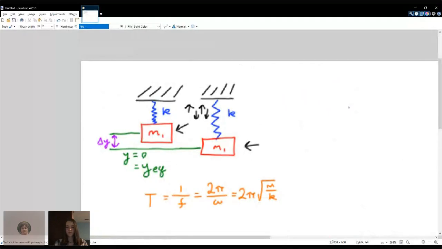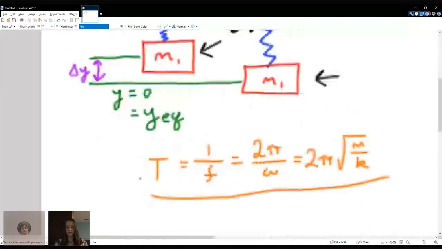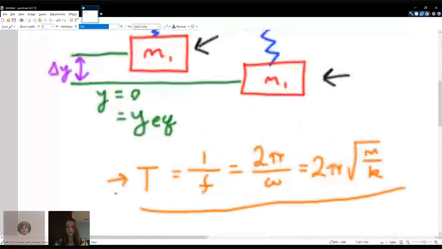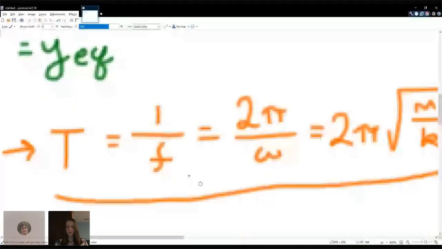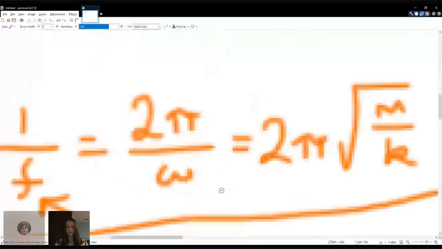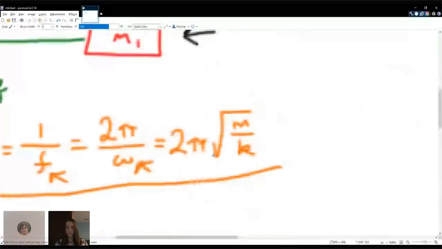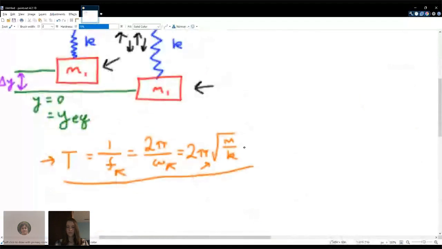And we have this big relation right here. We have the period, which is how long it takes for the mass to go back to its original position, delta y. Then we have the frequency, which is how many times something completes that full cycle per second. We have an angular frequency, which I'll talk about in a bit. And then we have this relation between the mass, the spring constant, and the period.